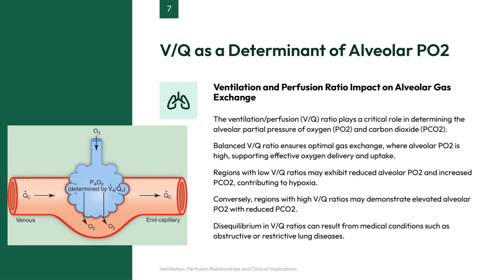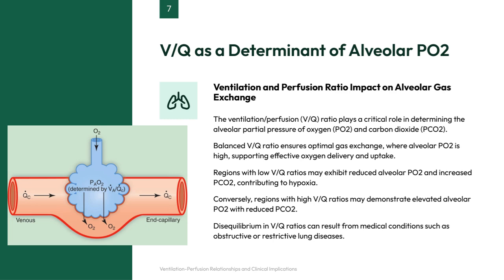The ventilation-perfusion ratio, or VQ ratio, is fundamental in controlling the partial pressures of oxygen and carbon dioxide within the alveoli. When ventilation and perfusion are well matched, the alveolar PO2 remains high, which is essential for efficient oxygen transfer into the blood. However, if the VQ ratio drops, meaning ventilation is low compared to perfusion, alveolar oxygen levels fall while carbon dioxide levels rise, which can lead to hypoxia.